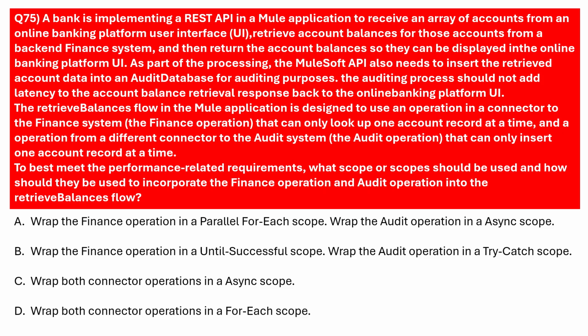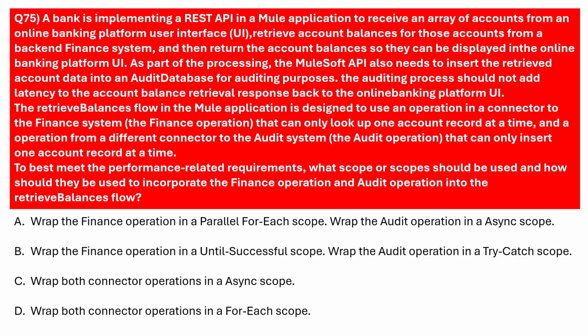banking platform UI. The retrieve balances flow in the Mule application is designed to use an operation in a connector to the finance system, the finance operation, that can only look up one account record at a time, and an operation from a different connector to the audit system, the audit operation, that can only insert one account record at a time. To best meet the performance-related requirements, what scope or scopes should be used, and how should they be used to incorporate the finance operation and audit operation into the retrieve balances flow?